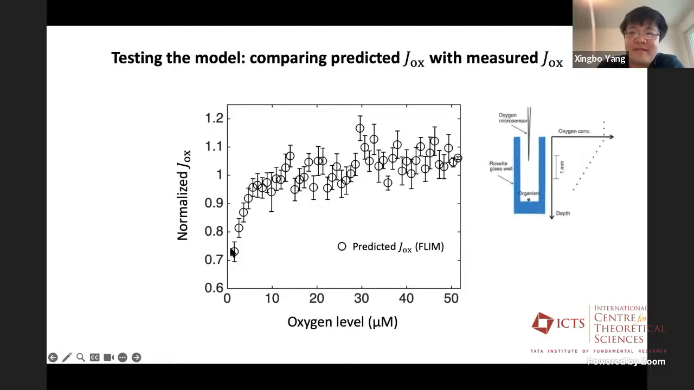The only way to find out is to measure electron transport chain flux directly, right? And the electron transport chain flux is just oxygen consumption rate, neglecting any non-mitochondrial oxygen consumption. So making that assumption, we are now measuring oxygen consumption rate.